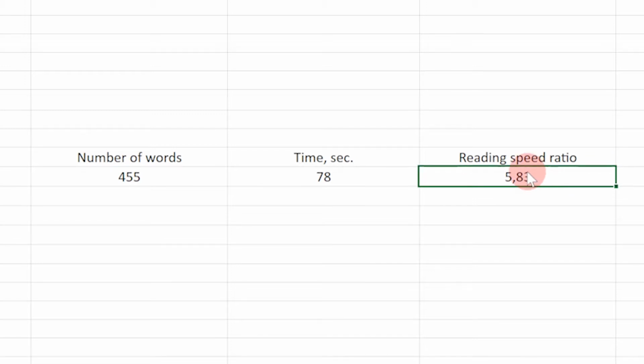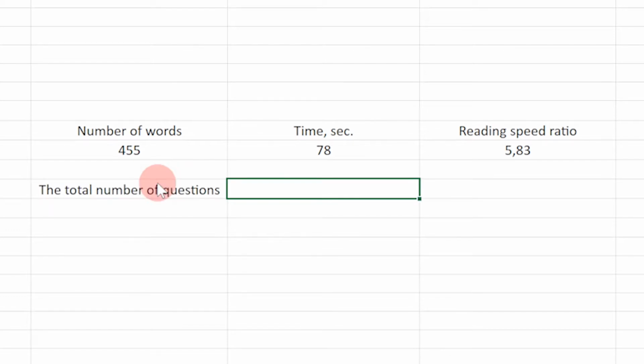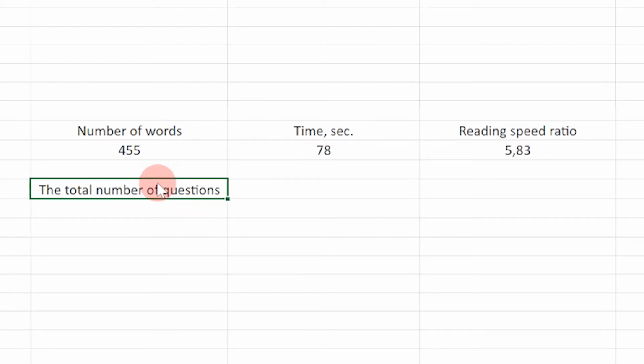And how to find the reading speed ratio taking into account the text understanding. You should understand that the speed of your reading is not at the forefront. First of all, the main thing is the text understanding that greatly influences your final result. Just now you will see it. Let's assume we write the total number of questions. It is 5.